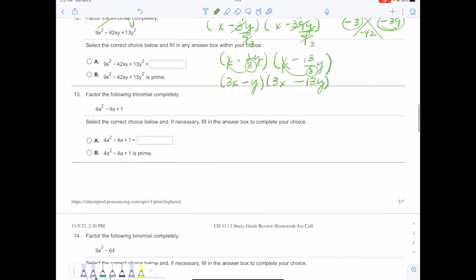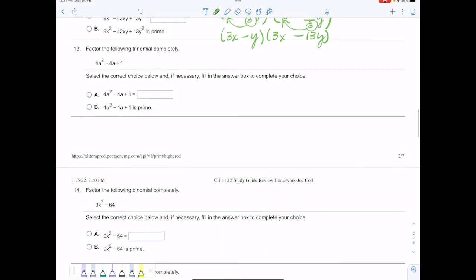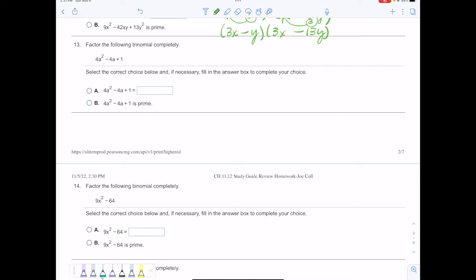Okay. Number 13. So 13 is called a perfect square trinomial. You can also use the method we just used. So the way I know this is a perfect square trinomial is it's a trinomial. It's got three terms. There's two perfect squares. 4, you can take the square root of it, and 1, you can take the square root of it. And then to get the middle term, you take the square root of 4, which is 2, the square root of 1, which is 1, and then you double your answer, which just means multiply by 2.